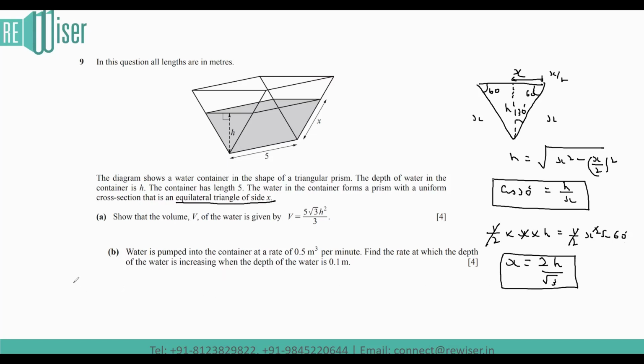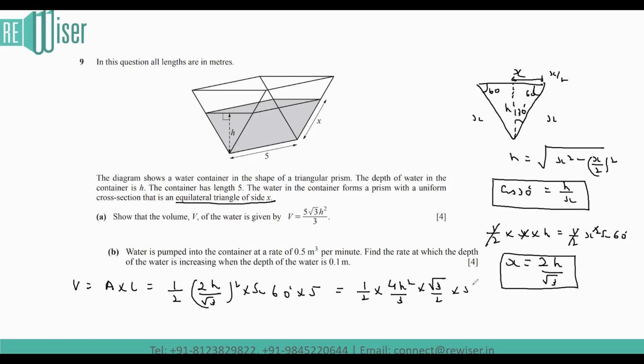Now, if I'm writing the volume of the part given, volume is always defined as area into length. The value of x that we got is 2h over root 3. So we can use the formula half x squared, where x squared is 2h over root 3 whole square, into sine 60. That's the area, and that's multiplied by length, so we get the volume. The volume should be equal to half into 4h squared over 3, the value of sine 60 is root 3 by 2, and that's into 5. So this 4 goes out, and the volume that we got is equal to 5 root 3 h squared by 3, and that's the expression of the volume that we are looking for in part A.